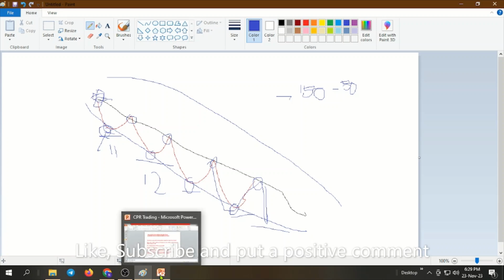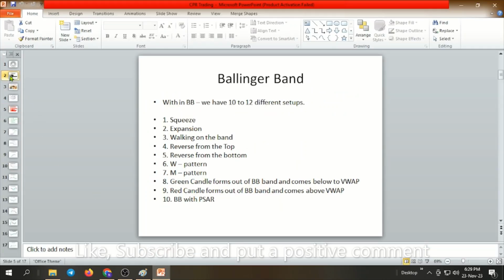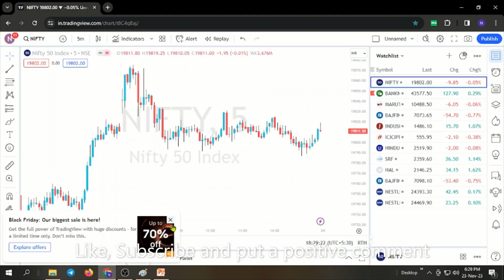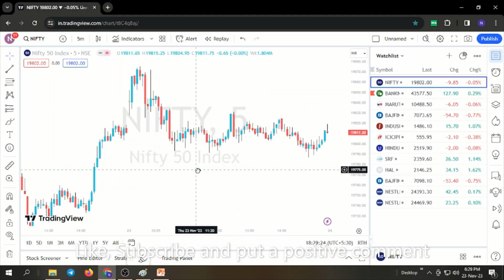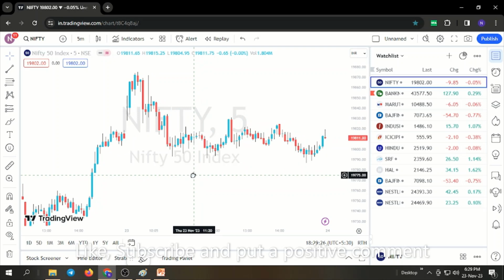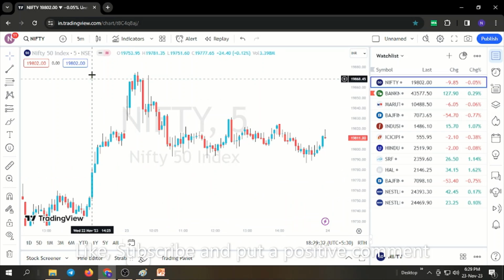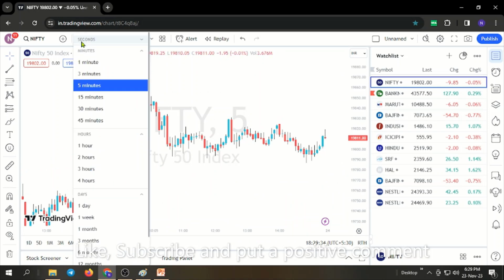Let us see now in the chart. We'll cover a few things in this: squeeze, expansion, working on the bands, reverse from top, reverse from the bottom, at least these 5 today. For this we need a chart. This is a fresh Nifty chart today, 23rd November at 6:30 evening. I'm making this trade.